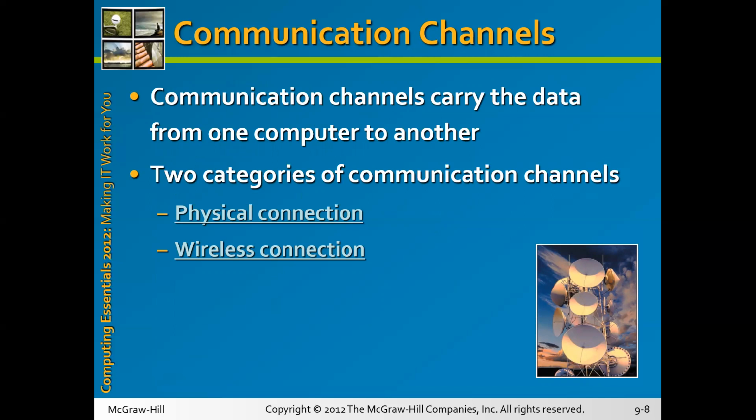Communication channels are essential to a communication system. They carry data. Communication channels carry the data from one computer to another. Two categories of communication channels include physical and wireless connection. The types of channels include telephone lines, coaxial cables, fiber optic cables, infrared, broadcast radio, microwave, and satellite.